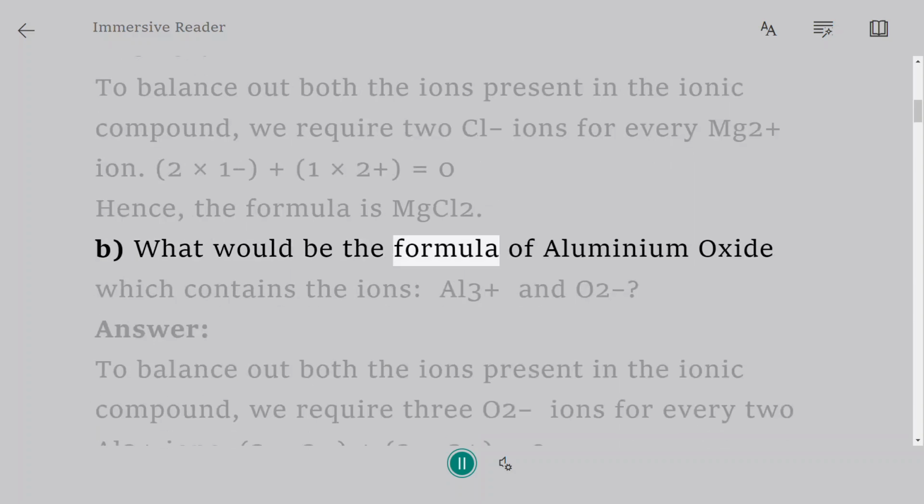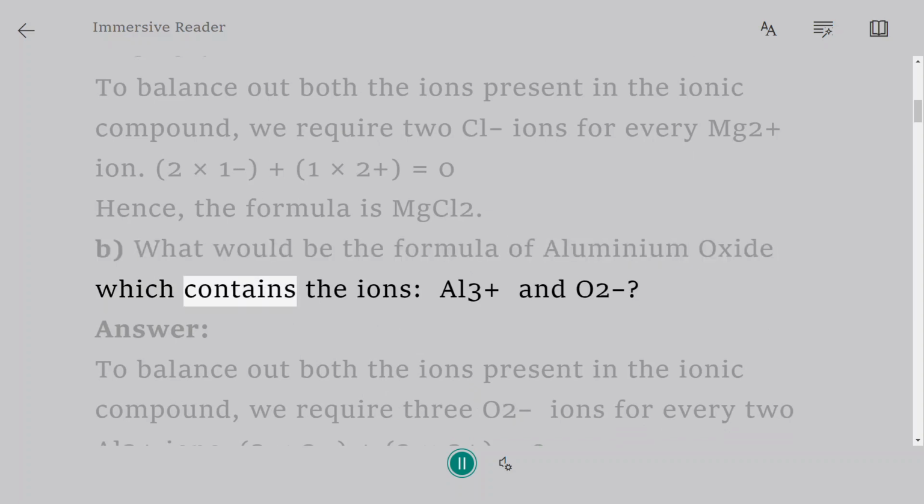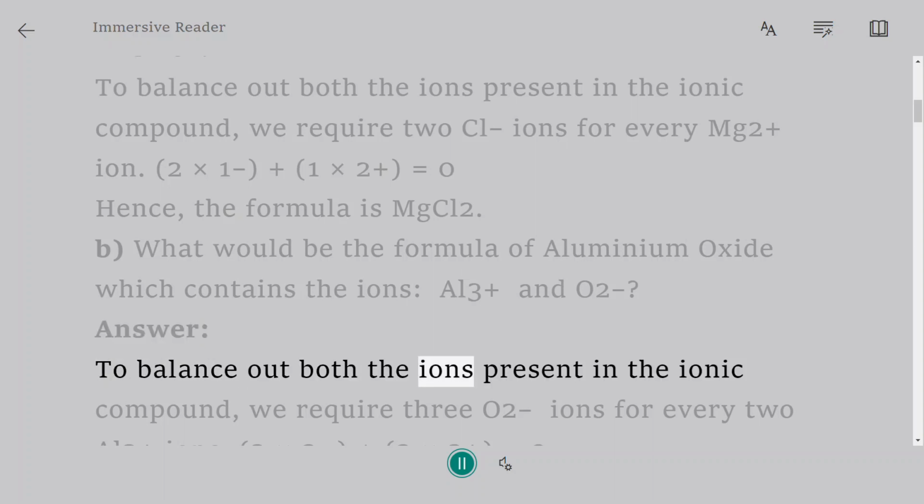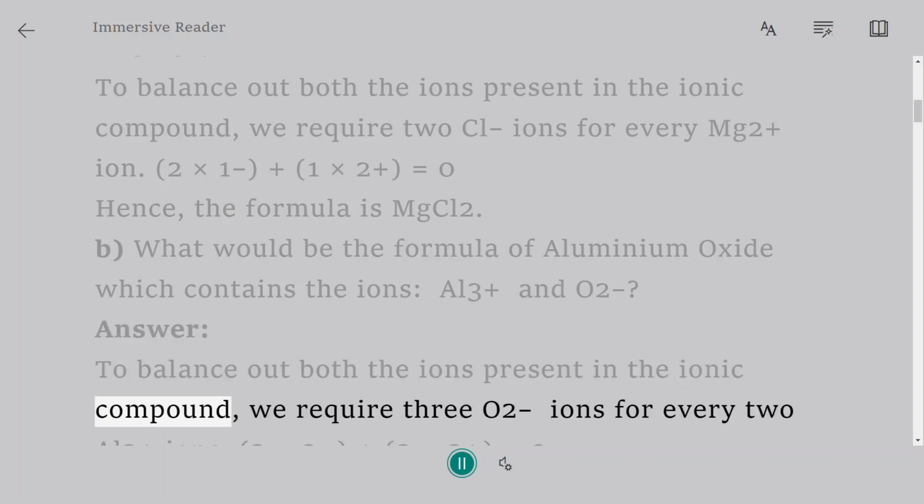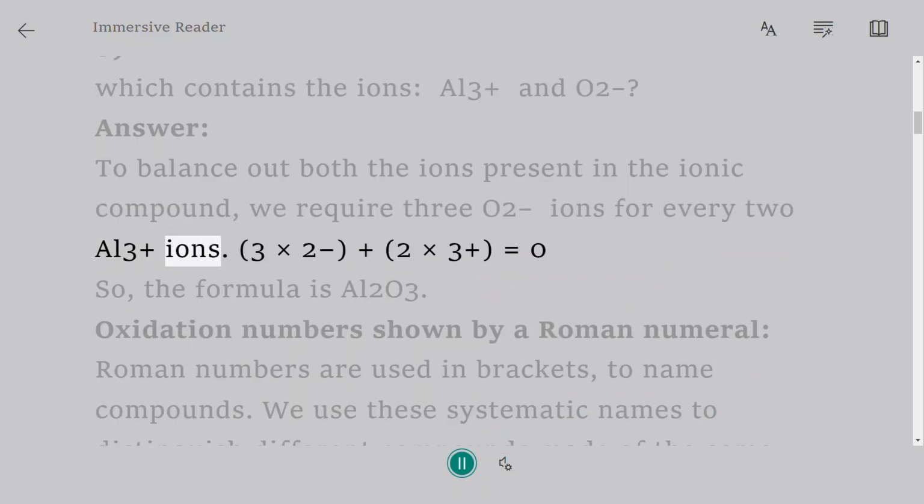B. What would be the formula of aluminium oxide which contains the ions Al3+ and O2-? Answer. To balance out both the ions present in the ionic compound, we require 3 O2- ions for every 2 Al3+ ions. 3 times 2 minus plus 2 times 3 plus equals 0. So, the formula is Al2O3.